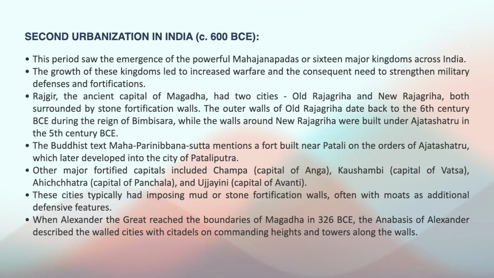So the second urbanization of India saw the emergence of the powerful Mahajanapadas and the 16 major kingdoms across the country, and the growth of these kingdoms led to increased warfare and constant need to strengthen your military defenses and fortifications. Rajgir, the ancient capital of Magadha, had two cities, Old Rajgriha and New Rajgriha, which were both surrounded by stone fortifications. The Buddhist text Mahaparinibbana Sutta mentions a fort built near Pataligrama on the orders of Ajatashatru, and other major fortified capitals include Champa, Kaushambi, Ujjaini, Ahichhatra.